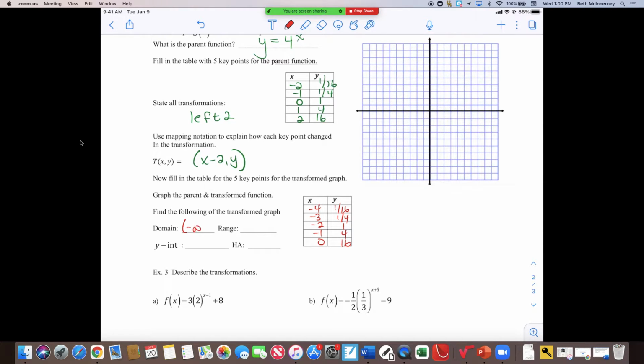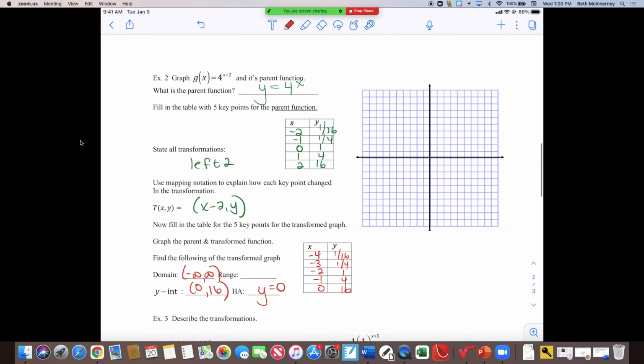The domain is negative infinity to infinity. My y-intercept is 0, 16. What's the horizontal asymptote? Y equals 0. What transformation shifts the horizontal asymptote? Up, down, okay? Up, downs.